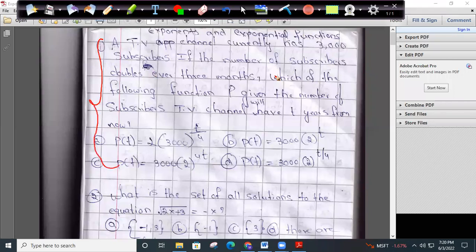So what I meant to say is, when you are solving such types of questions, first read the question. Always find the initial value when t equals 0. What is the P value? 3000, the number of subscribers is 3000. When t is equal to 3 months, they are not asking months, they are giving years. So always 3 months is 1/4.